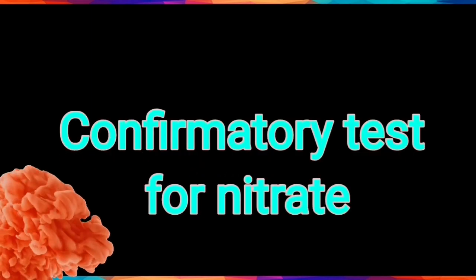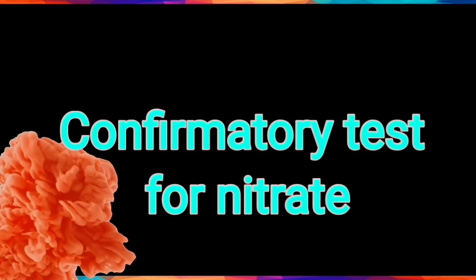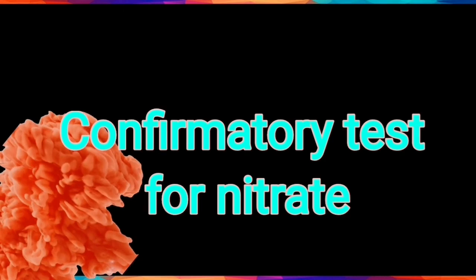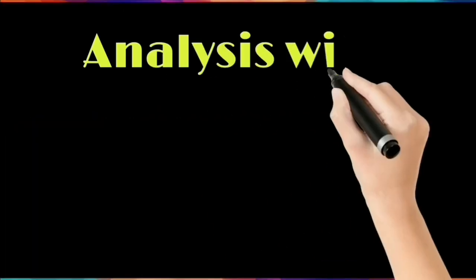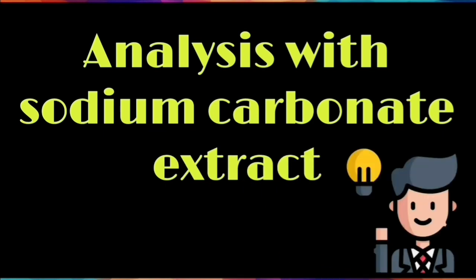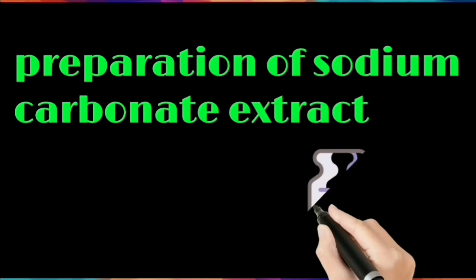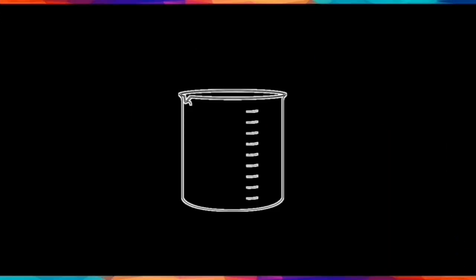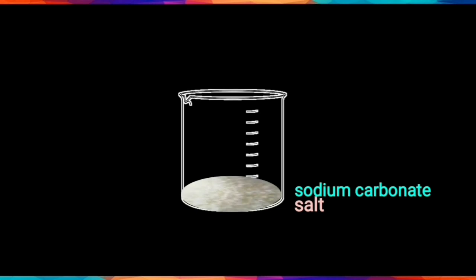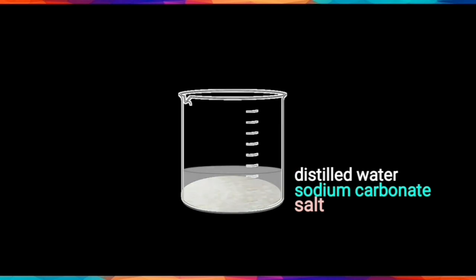Children, from the preliminary tests, we came to an idea that the given salt may contain nitrate ion. Let us confirm the presence of nitrate ion with another test, that is analysis with sodium carbonate extract. For this, we have to prepare sodium carbonate extract. Take 1 gram of the given salt, 3 gram of solid sodium carbonate and 20 ml of distilled water in a 100 ml beaker.